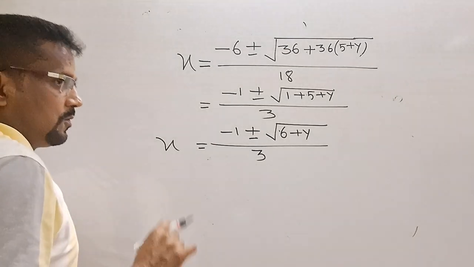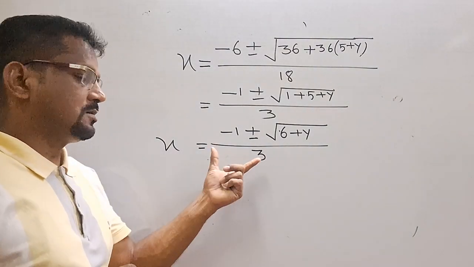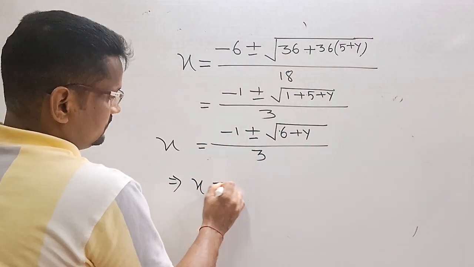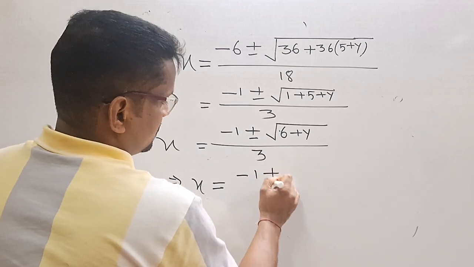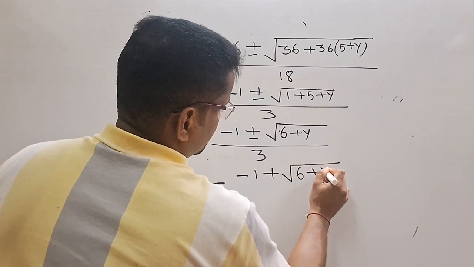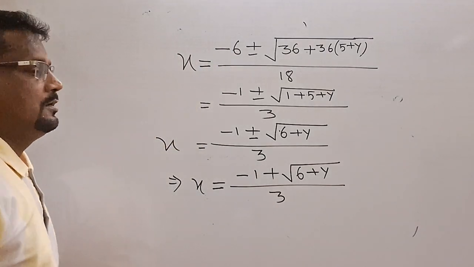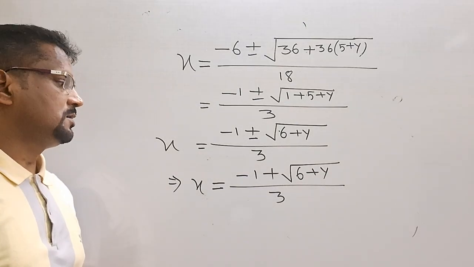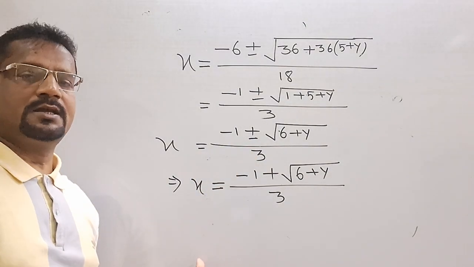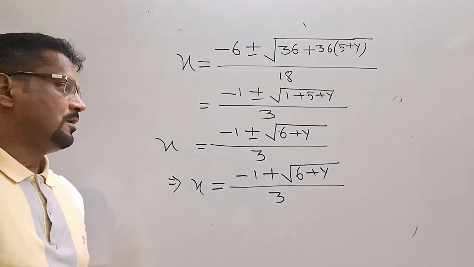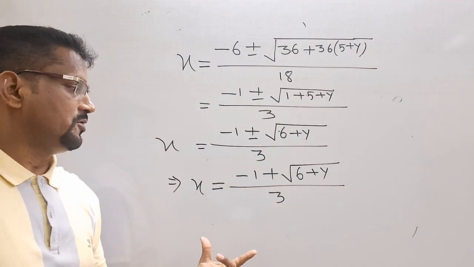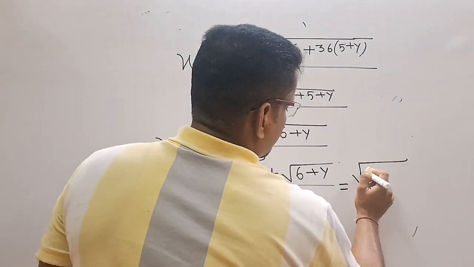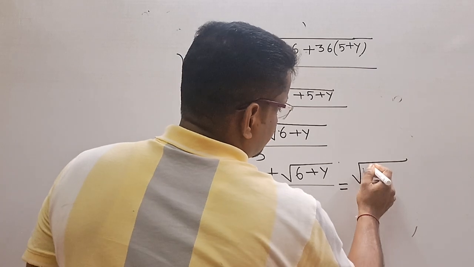Now remember, while you are calculating the value of x, always consider the positive value. Minus 1 minus, don't consider this. x equals minus 1 plus the square root of 6 plus y, divided by 3. Because in the function you will see the domain is the set of non-negative real numbers. So if you consider minus 1 minus, that is negative, that value does not belong to the domain. There is a chance that whether this belongs to the domain or not. So we have considered this, and it is nothing but the square root of 6 plus y.